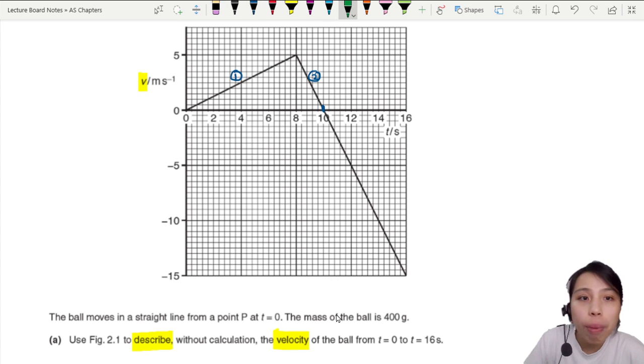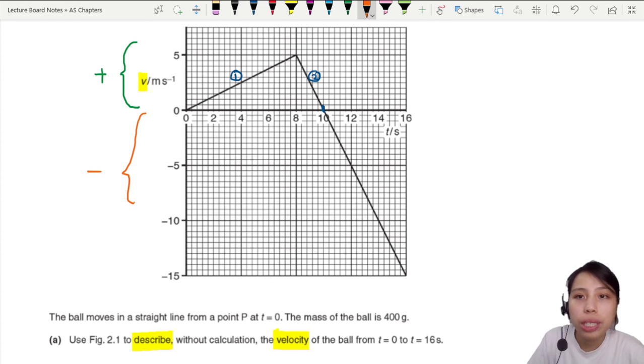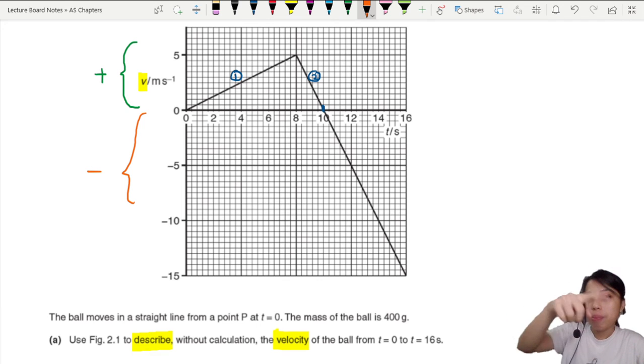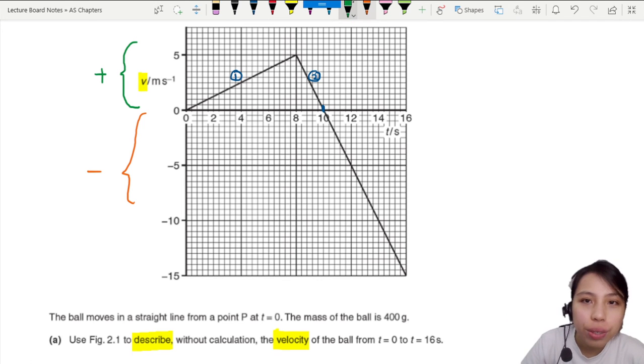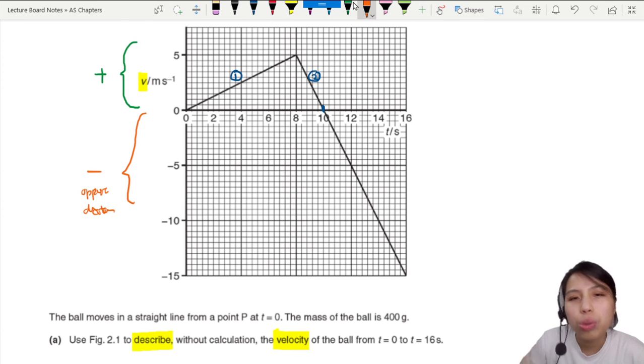Because, oh my, this first part of the graph is in positive. After stage 2, suddenly you go in the negative. Oh, so there is a change in direction. Remember? The sign is direction. So now you go backwards, opposite direction. Notes to self. So we're going to separate this and call this stage 3.